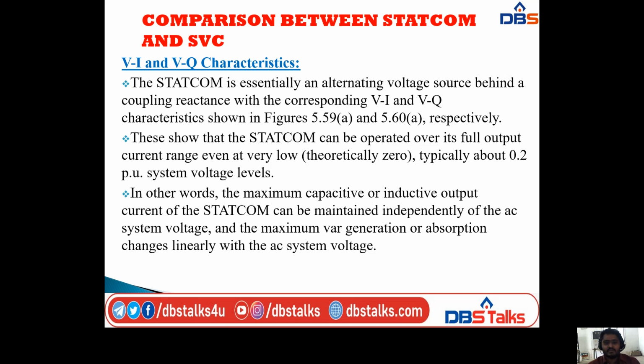These show that the STATCOM can be operated over its full output current range even at very low, theoretically 0, typically about 0.2 per unit system voltage level. In other words, the maximum capacitive or inductive output current of the STATCOM can be maintained independently of the AC system voltage, and the maximum var generation or absorption changes linearly with the AC system voltage.